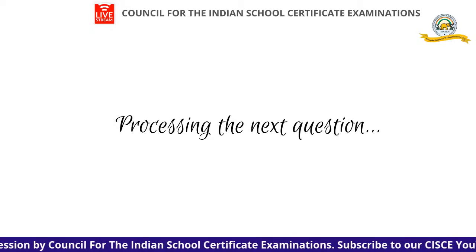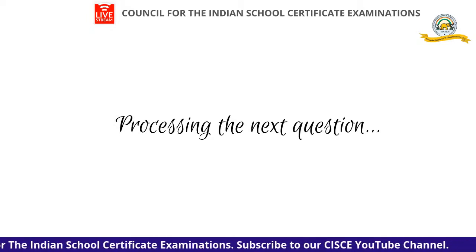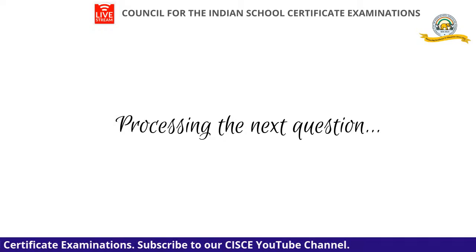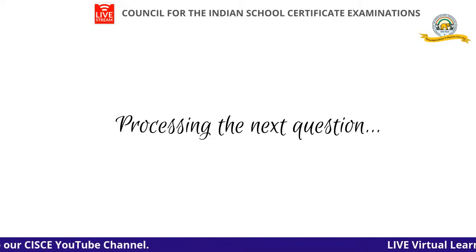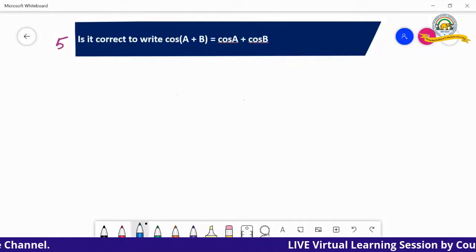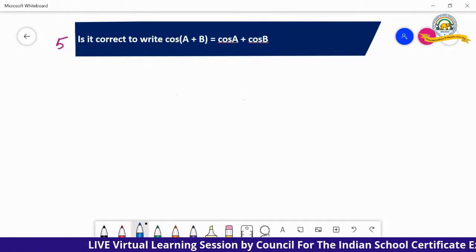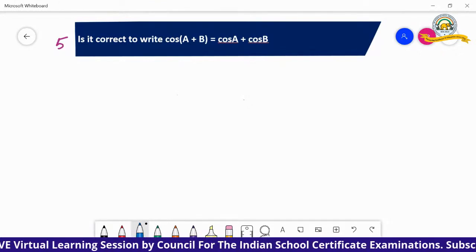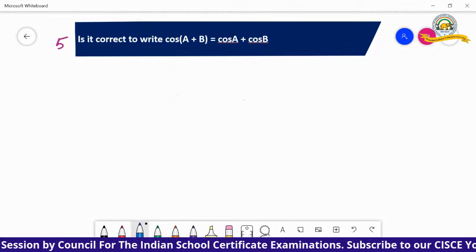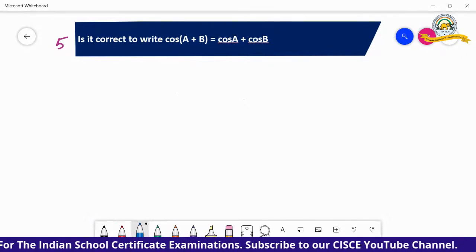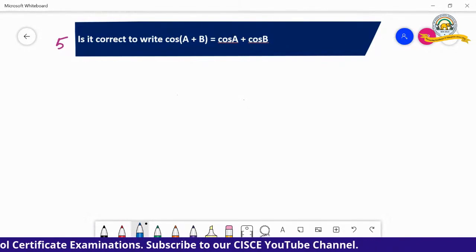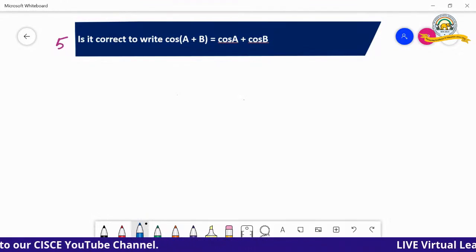Let us see our next question. Now, question: is it correct to write cos(A plus B) equal to cos A plus cos B? No, dear, it's not at all correct. Now, you will say why? Why can't we write it? In algebra, we can do it. If we can open it, why can't we do it here?